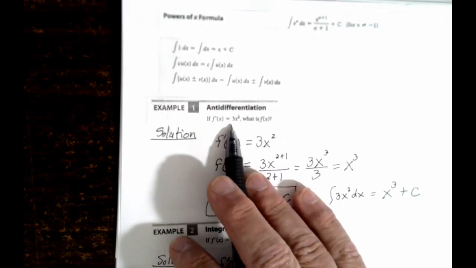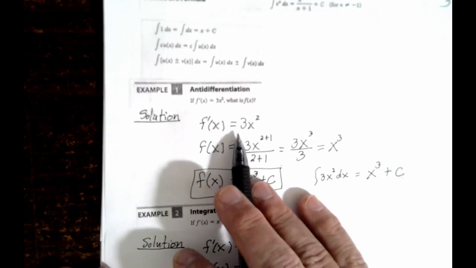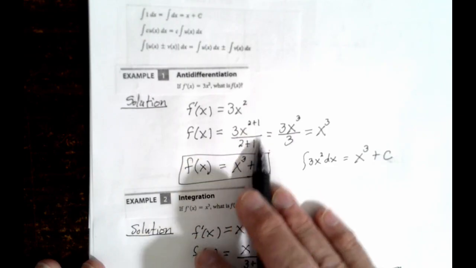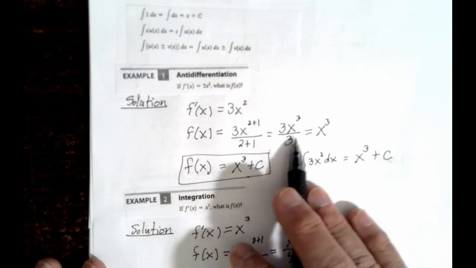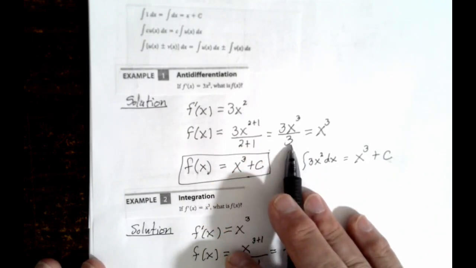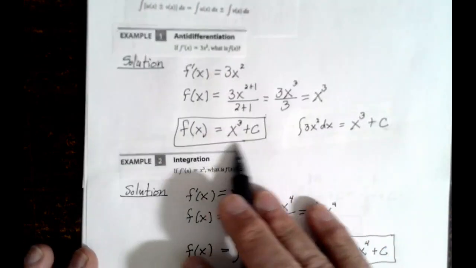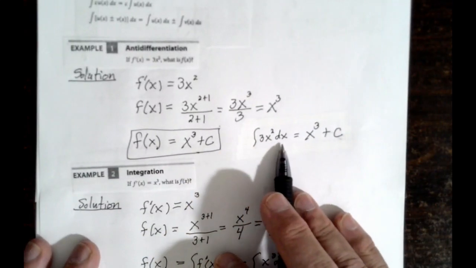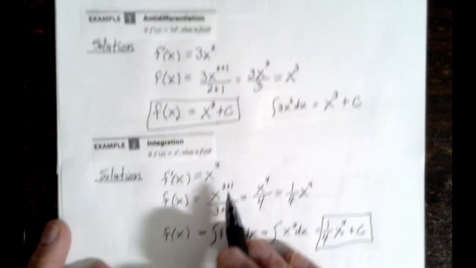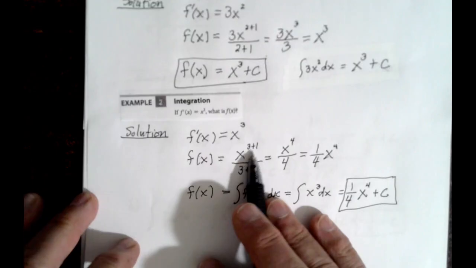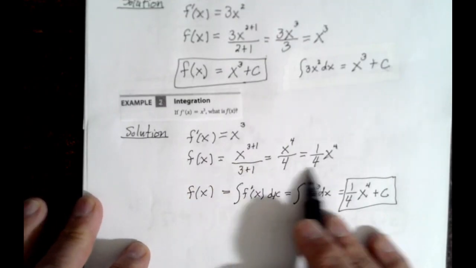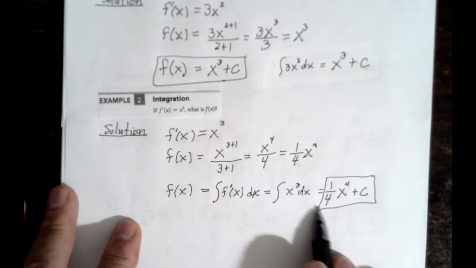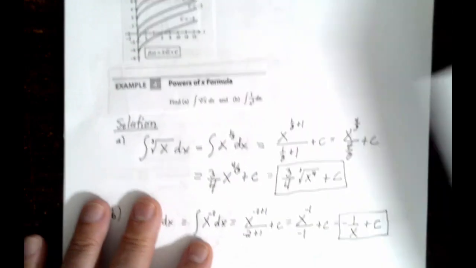Alright, so we start out with 3x squared. What is the integral or the antiderivative? Well, you add 1 to the exponent, so you get 2 plus 1, and you divide by that 2 plus 1. And so 2 plus 1 is 3. 3 divided by 3 is just 1, so you just get x cubed. So f is x cubed plus c, or you can say the integral of 3x squared dx equals x cubed plus c. And what about x cubed? Well, you add 1 to the exponent and divide by that same number, and you get 1/4 x to the 4th. So the integral of x to the 3rd dx is 1/4 x to the 4th plus c.